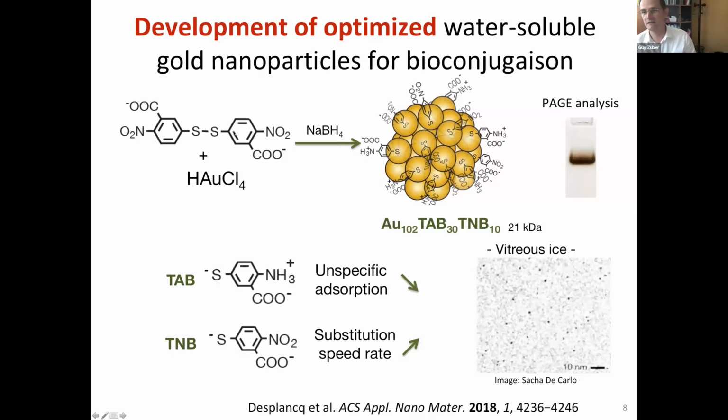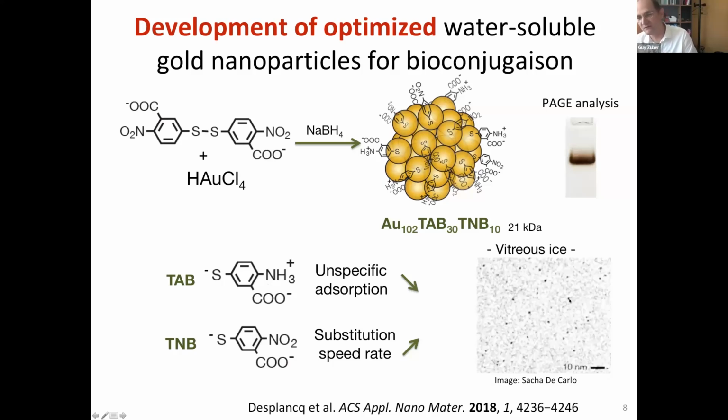It's also a classical way of making particles. We put gold salt with this ligand, we reduce, and then we obtain gold particles that are quite homogeneous and with a size that is quite easy to analyze by polyacrylamide gels. We found this molecule very interesting because during the reduction, the nitro group, part of the ligand here, is transformed into an amine. This was quite helpful because it diminishes the unspecific adsorption.